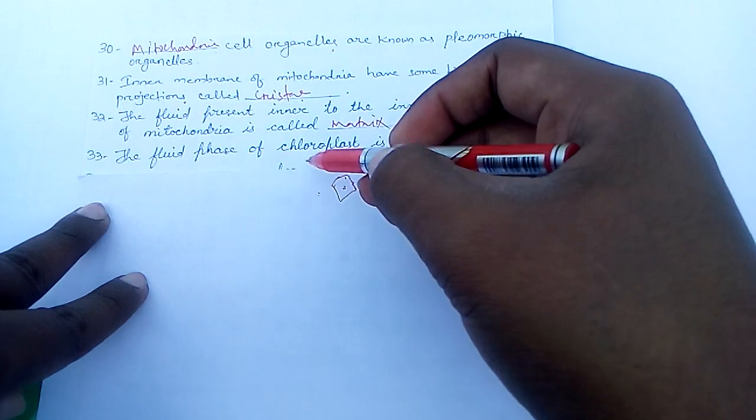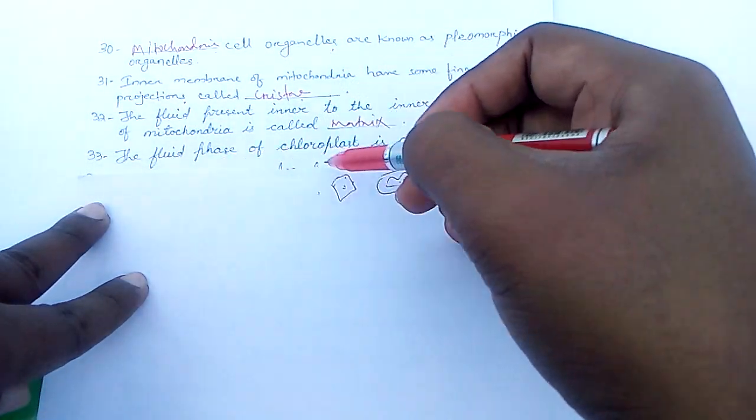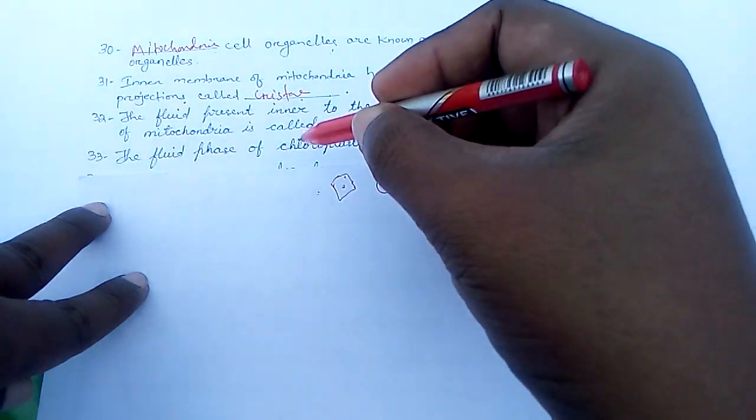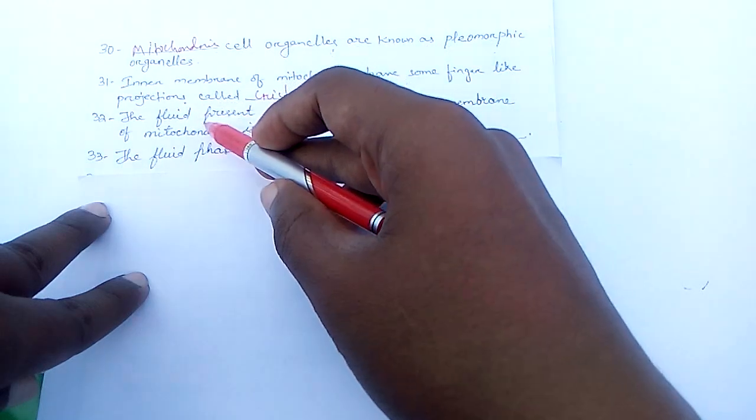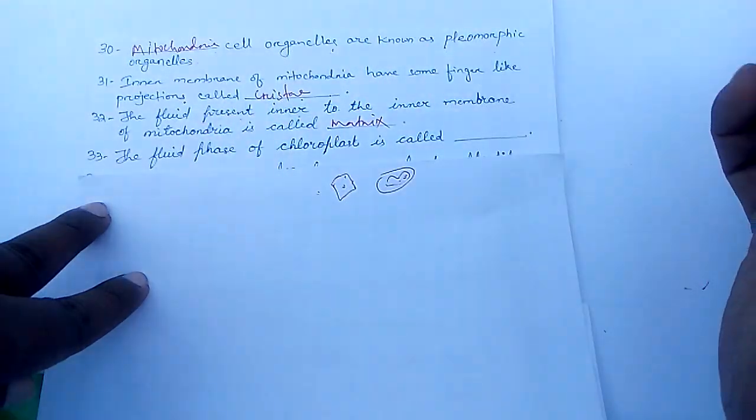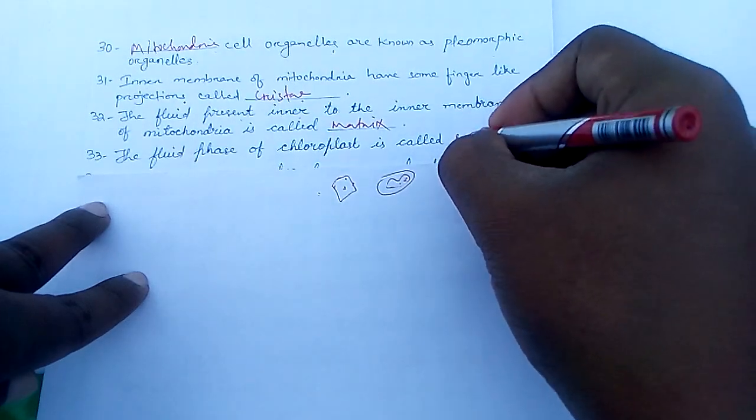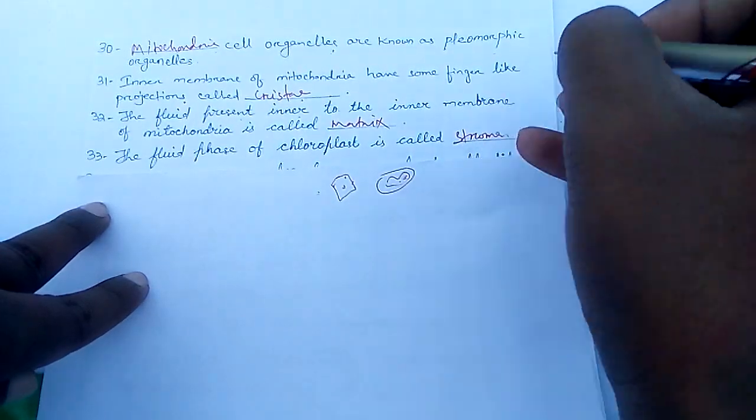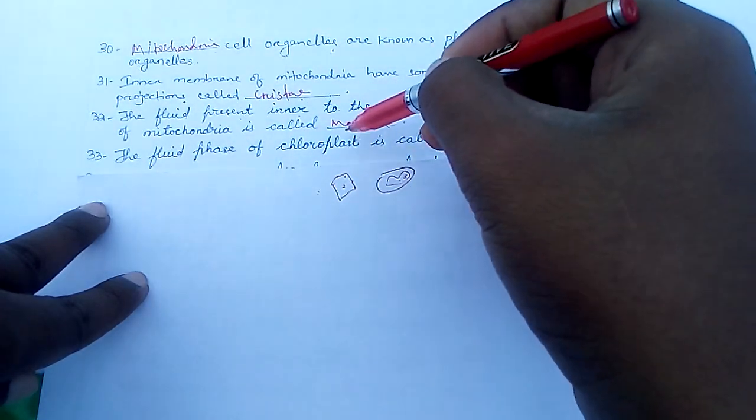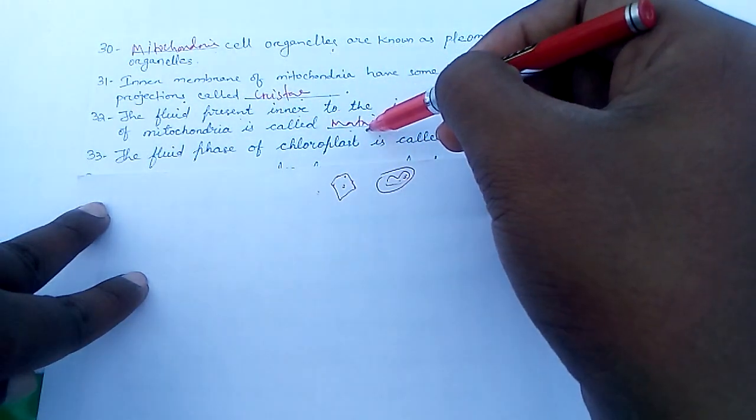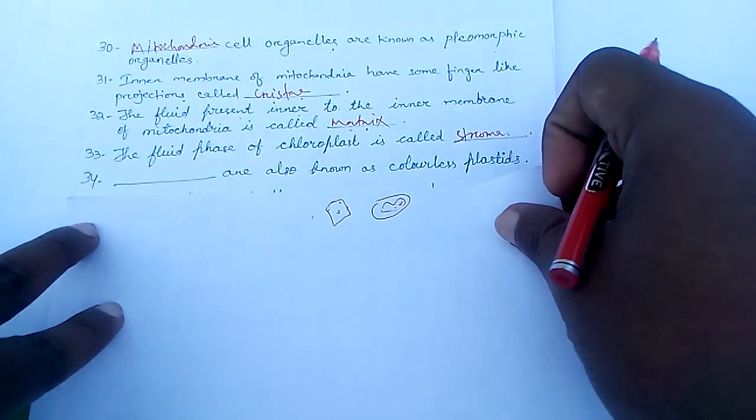The fluid phase of chloroplast is called as. Fluid phase refers to the ground substance of chloroplast, or simply the fluid present inner to the chloroplast. The fluid present inner to the chloroplast is generally known as stroma, S-T-R-O-M-A. The fluid content or ground substance of chloroplast is called stroma, just like the ground substance or fluid present inside the mitochondria is known as matrix. Next, question number 34.